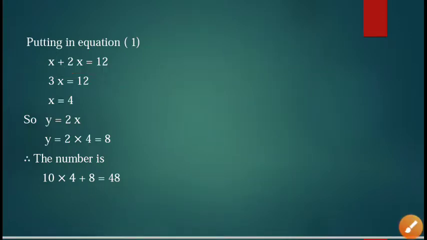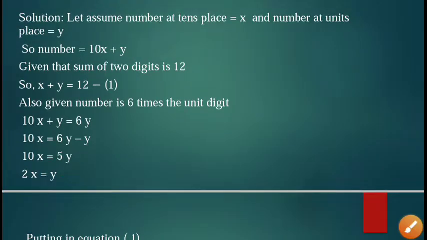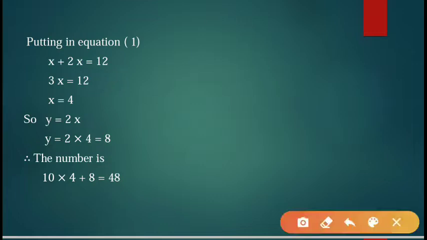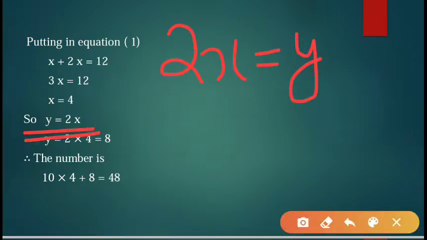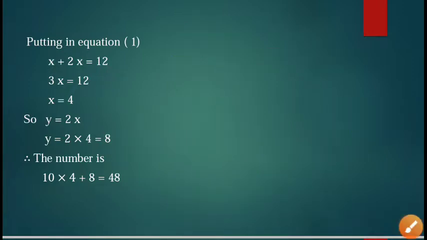Okay. Now you are having this 2x is equal to y. Here put the value of x for getting the value of y. 2x is equal to y or y is equal to 2x, both are the same. Clear? Here put the value of x. The value of x is 4, so y is equal to 8. Clear? Now put the value of x and y in the original number.